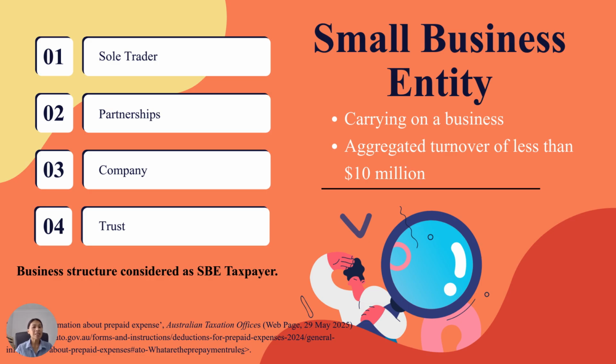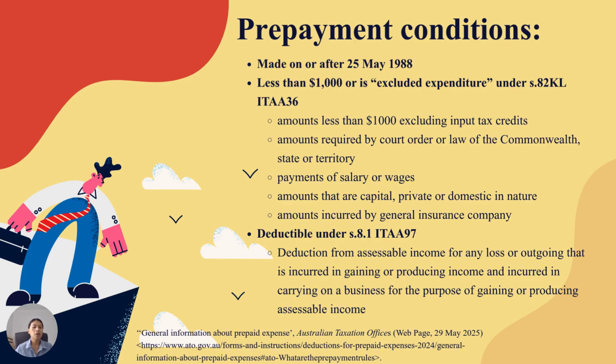What is a small business entity? It has to carry on a business and have an aggregated turnover of less than $10 million. The aggregated turnover means the total annual turnover of all businesses combined, less than $10 million. These can be a sole trader, partnership, company or trust, and these business structures are considered small business entity taxpayers.